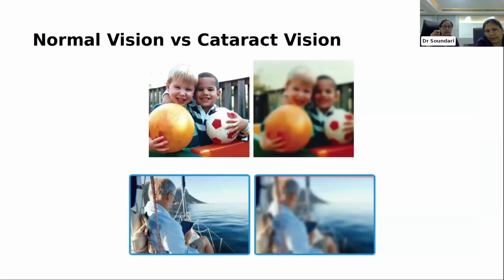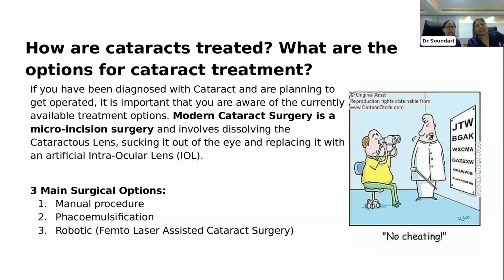So you can compare how a normal person sees an image and how a cataract patient sees the same image. Here you can see a blurred vision, this is how cataract patients will see a picture. So, how are cataracts treated? What are the options for cataract treatment?